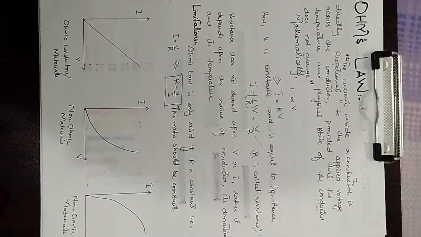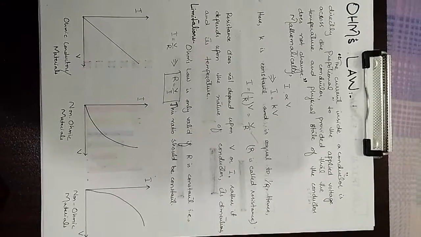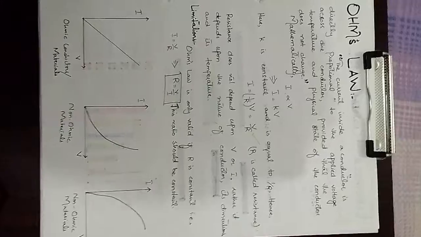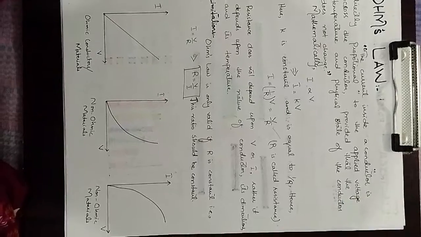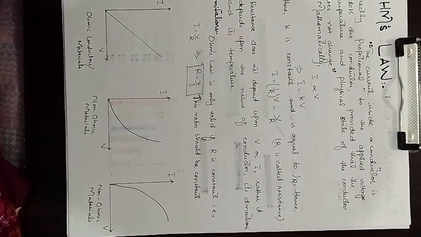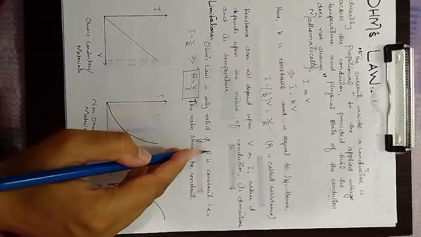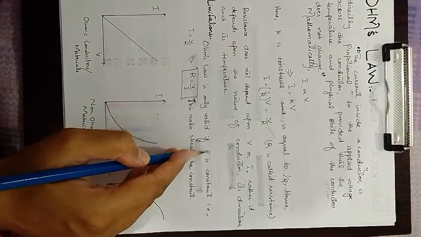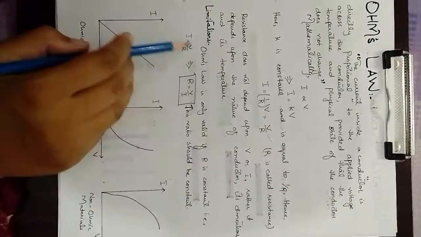So there are some limitations to Ohm's law. Ohm's law is not valid everywhere. The materials which obey Ohm's law are called ohmic materials, and the materials which do not obey Ohm's law are called non-ohmic materials. Ohm's law is only valid if R is constant. So what does it mean that R is constant? It means that I equals V by R.